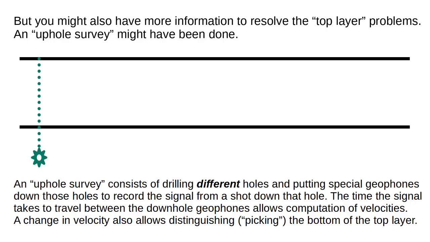But you might also have more information to resolve the top layer problems. An uphole survey might have been done. An uphole survey consists of drilling different holes and putting special geophones down those holes to record the signal from a shot down that hole. The time the signal takes to travel between the downhole geophones allows computation of velocities. A change in velocity also allows picking the bottom of the top layer.